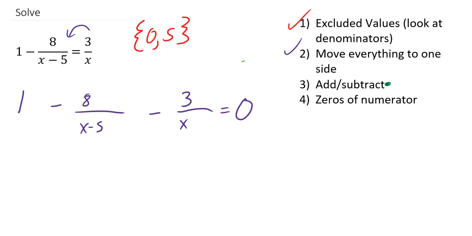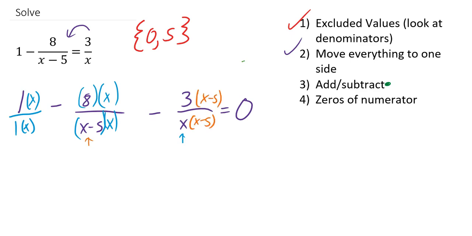Now I need to add and subtract. To do that, I'm going to need a common denominator. I have an x here. I better put an x in all of my other ones. While I'm at it, let's make sure everything has an x minus 5 in it. And although it looks like this first fraction has a 1 in it, I don't need to write 1s. Times 1 doesn't mean anything. So all my denominators are x times x minus 5.